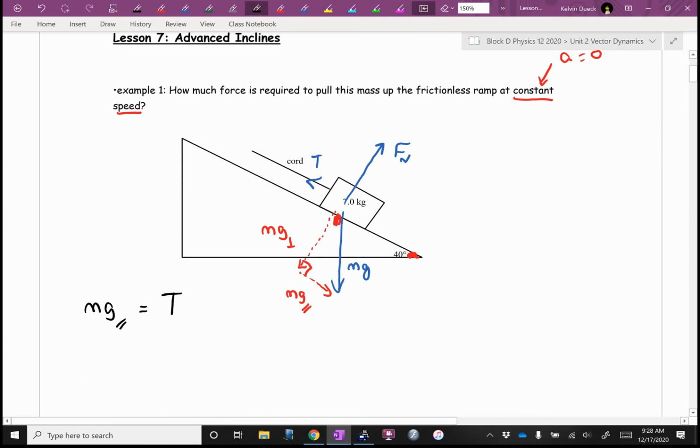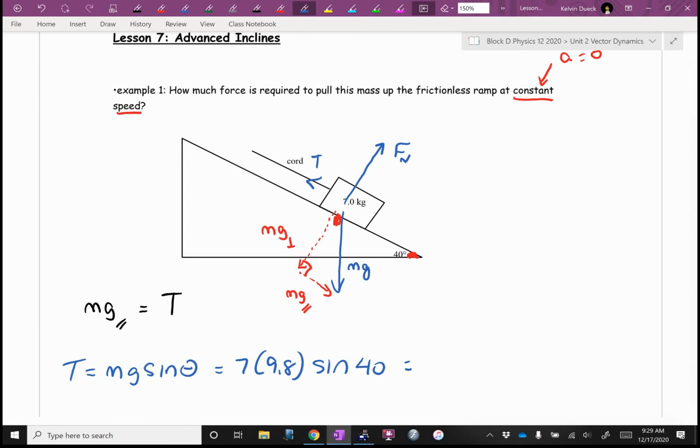Got the argument? mg parallel, 2 lines. Sine? Tension is going to be mg sine theta. What was m? 7? g 9.8, sine 40. You'll notice the m doesn't cancel here because there's no mass in tension. It shouldn't cancel because for a heavier mass, I would think the rope has to pull harder to lift something heavier up a hill. Yeah, that makes sense to me.